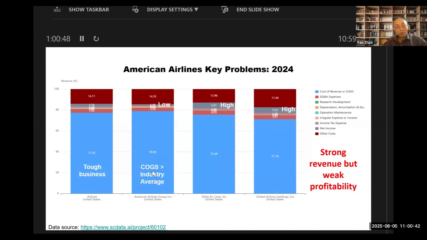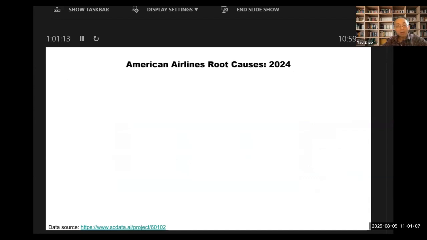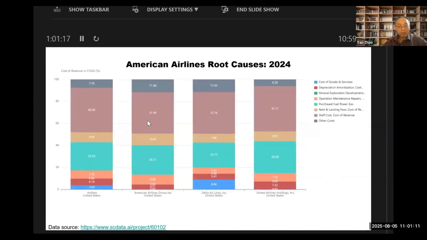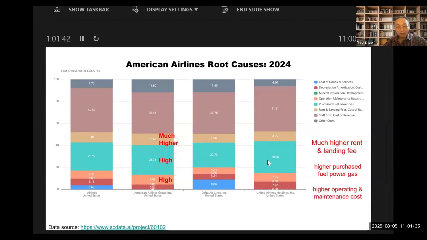And the reason for that is cost of goods sold is higher than industry average. But for the other two of the top three, Delta and United, they're much lower than average. They have better cost of goods sold. Still, the cost of goods sold has a lot of different costs for airlines. So what is exactly the root cause of the problem? So let's have a breakdown of the cost of goods sold. This is the breakdown of cost of goods sold for the airlines. And the root cause is in here. We find that the rent and landing fee for American Airlines is much higher than its peers. And fuel and power cost is also on the high side. Operating maintenance cost is also higher than its peers. So these contribute to the higher cost of goods sold.